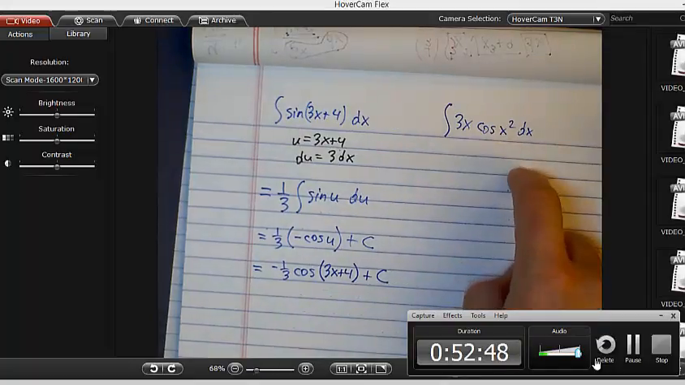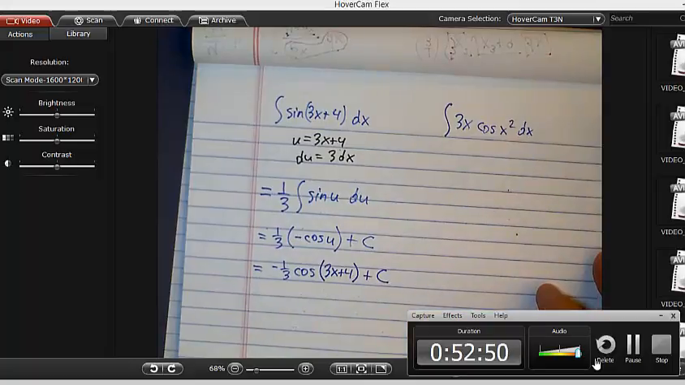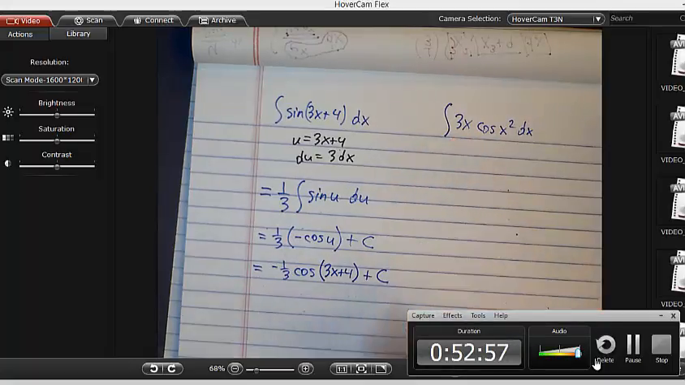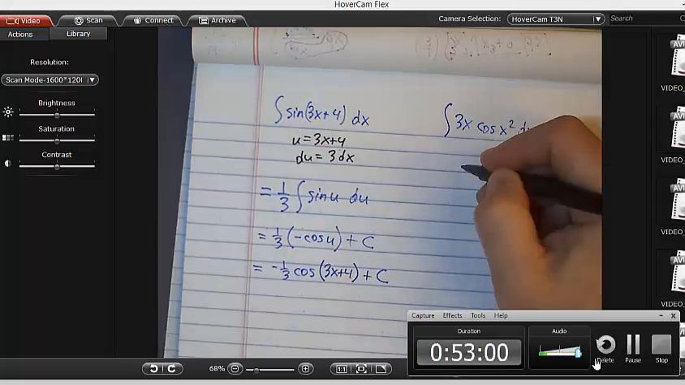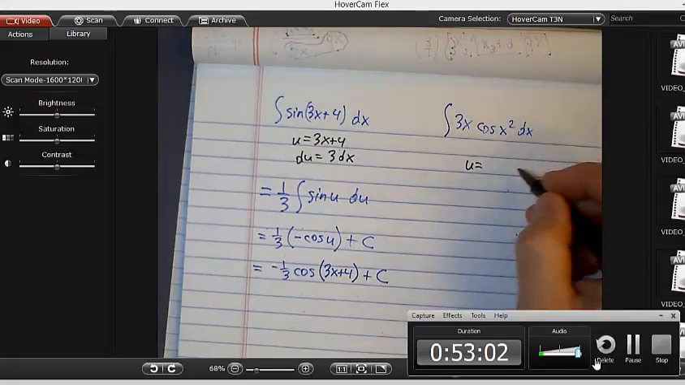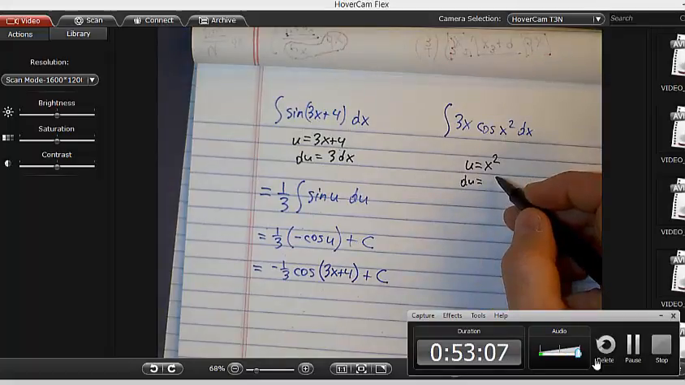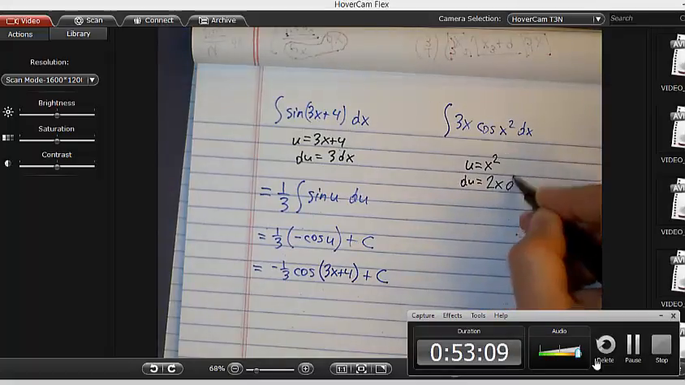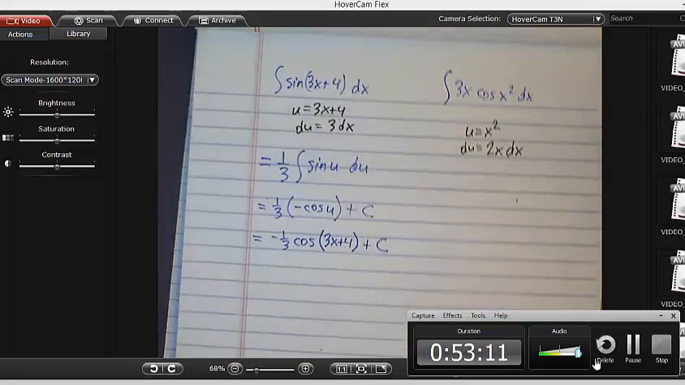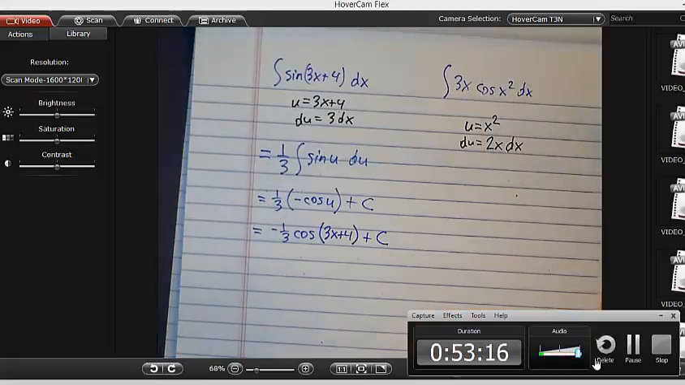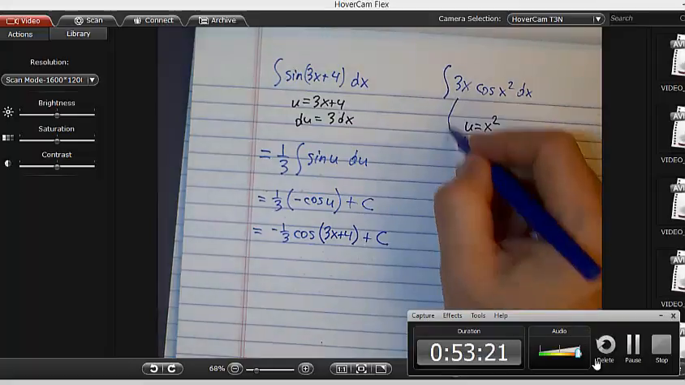The other one is kind of like the example I did with e to the negative x squared. The only reason it works is because there's an x here. Here, watch how this goes. Let u equal what? x squared. Now du is equal to 2x dx. Okay? Now I don't have 2x dx. I have 3x dx, right?